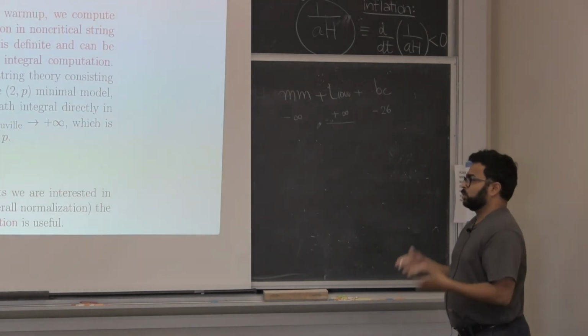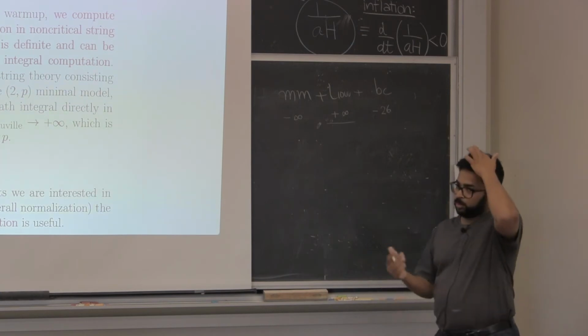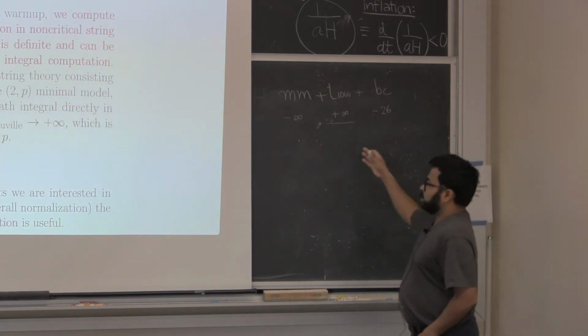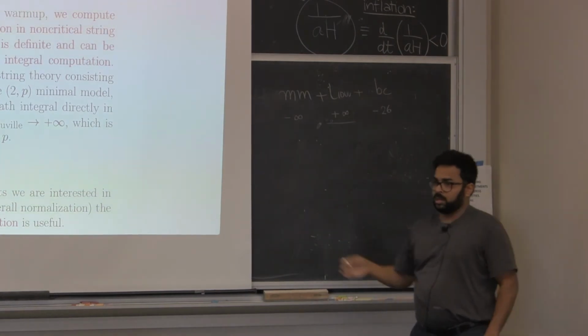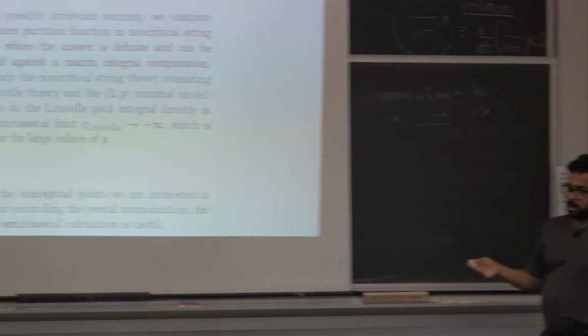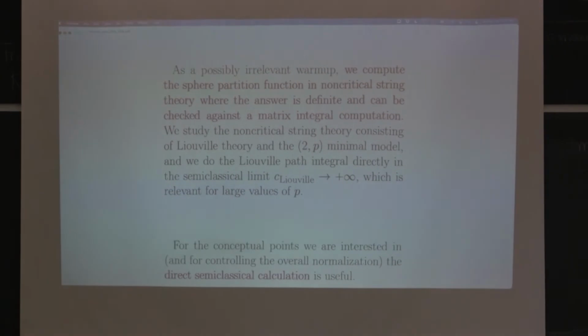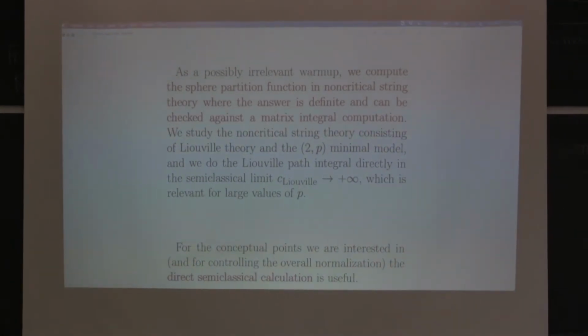You don't need to use any fancy DOZZ formulas, bootstrap, and so on, because for finite values of p, this theory is very strongly coupled, and we don't have a Lagrangian description of it. But the point is, in the p goes to infinity limit, there is a simple semi-classical way to do the calculation, and everything is very, very clear.